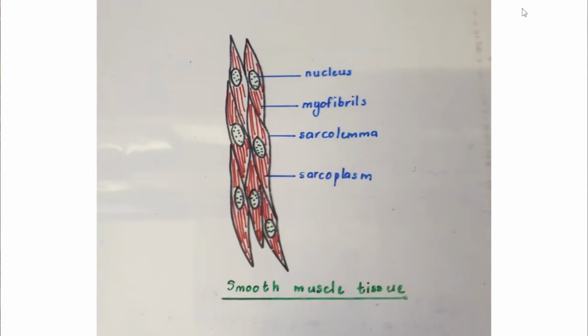What you see in front of you is smooth muscle tissue. Another name for the smooth muscle tissue is your unstriped or involuntary muscle tissue. Now, this tissue is involuntary. Involuntary means you have no control over this tissue. Your nervous system controls this tissue.